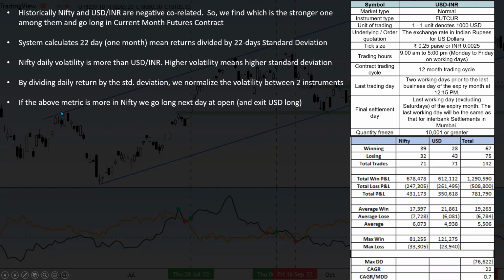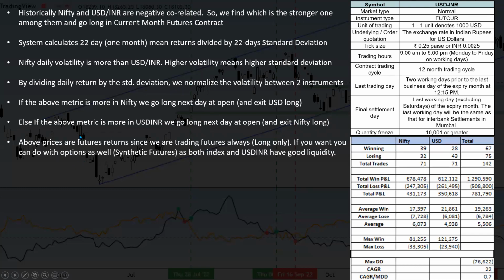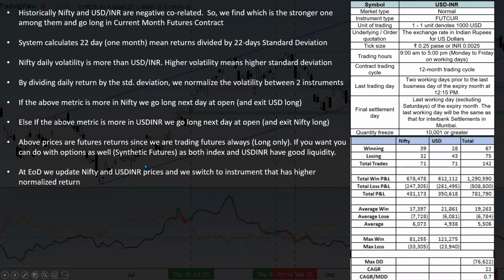If the above metric is more in Nifty, we go long next day at open and exit USD INR long. Else, if the above metric is more in USD INR, we go long. It is a long only model, so we go long in USD INR. We operate in futures. If you want, you can do synthetic futures, meaning to go long, buy call and sell put.